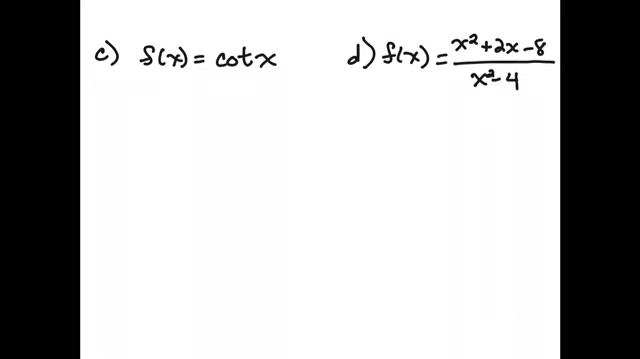Okay, cotangent x. Well, cotangent is equal to what? 1 over tangent. Okay, and what is tangent? Sine over cosine. So the reciprocal of that is cosine over sine. So we're looking for when is the denominator equal to 0?